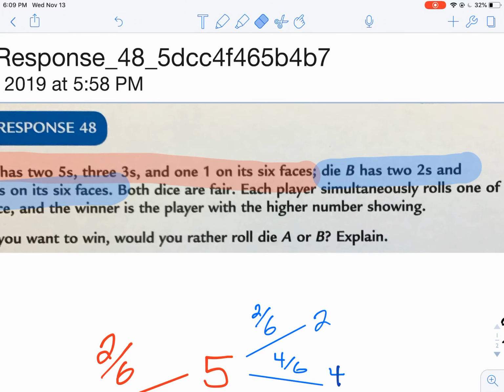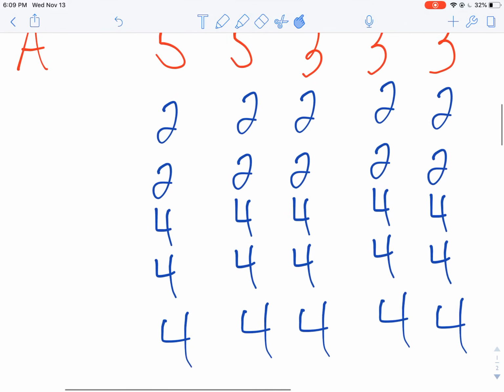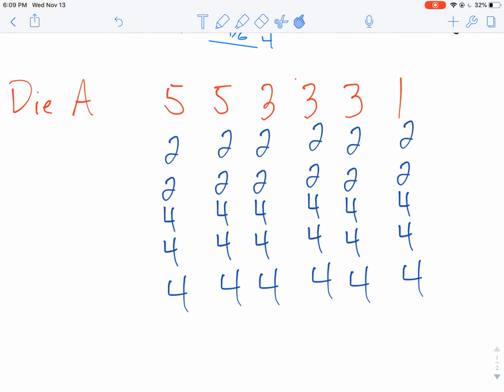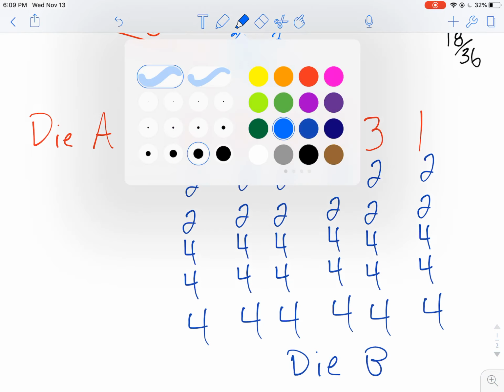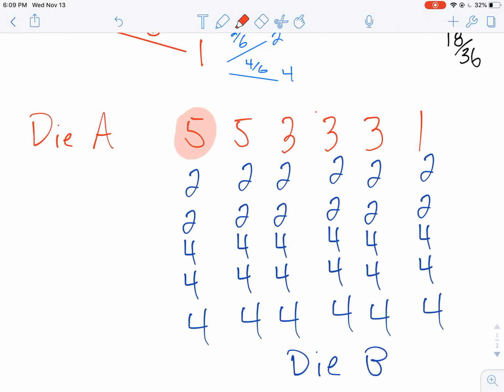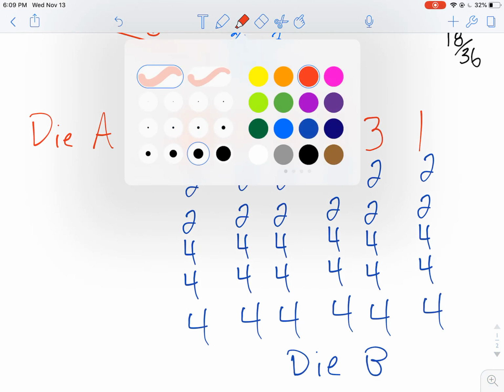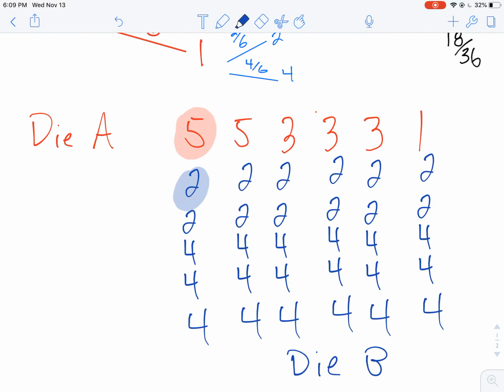I presented this in 2 ways. The first way I did it was down here, and I saw some students do this. I created the sample space. I represented die A in red and die B in blue. So with die A, I could roll a 5. One of the sides is a 5. And then if that happens, die B could roll a 2, a 2, a 4, 4, 4, and I forgot the other 4 because there are 4 4s.